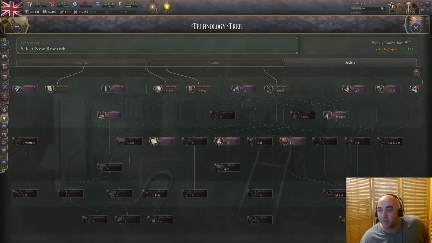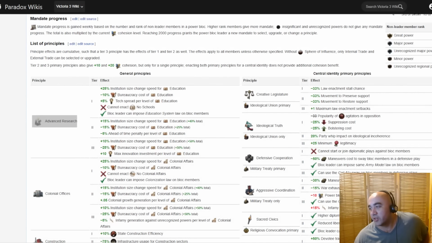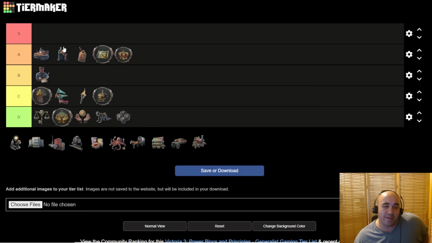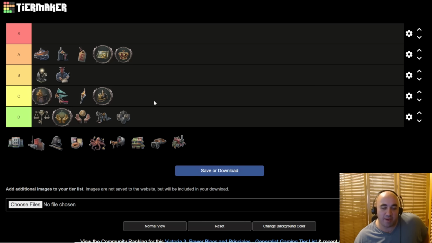And so coming back into the browser, for advanced research, we are going to put it into B tier, which is to say, or it'll never be bad. Maybe I said it was bad. It'll never be bad, because getting tech faster is always good, but I think that other ones are going to look better at different points in time. And this is going to be one that you play around with, slotting it in and then trading it back out again. And next up is colonial offices.